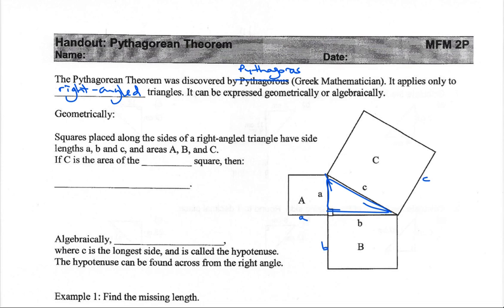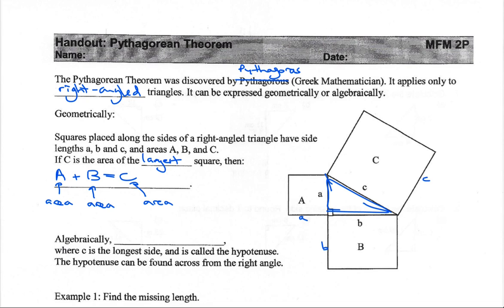So squares placed along the sides of a right-angled triangle have side lengths A, B, and C, and areas big A, big B, and big C. If big C is the area of the largest square, then big A plus big B equals big C. And now these are referring to the capital letters, which are the areas. So the area of A plus the area of B equals the area of C.